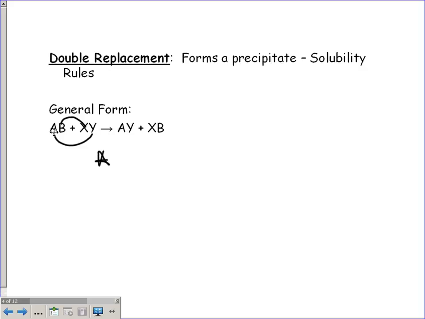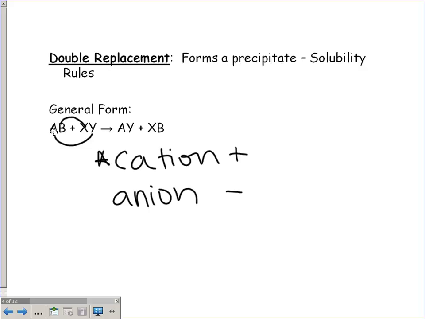Remember that we have to have a cation, which is positively bonded with an anion, which is negative. I cannot have two cations, I cannot have two anions. So that's going to become extremely important, knowing what those words mean and what they look like in a chemical equation in predicting our products. The other important piece of a double replacement reaction is that they form a precipitate, which means solid.